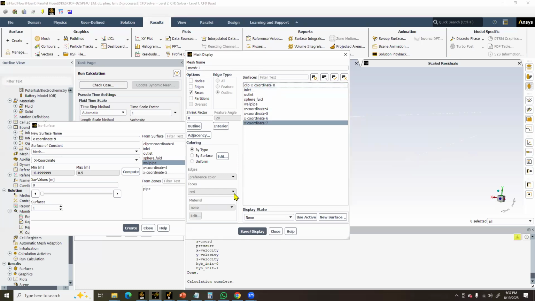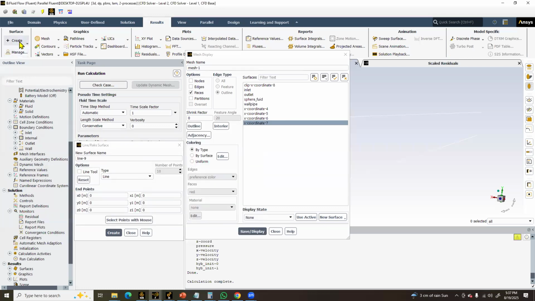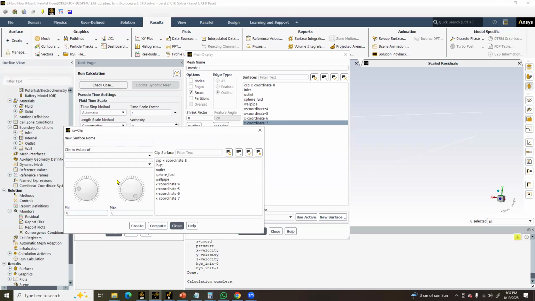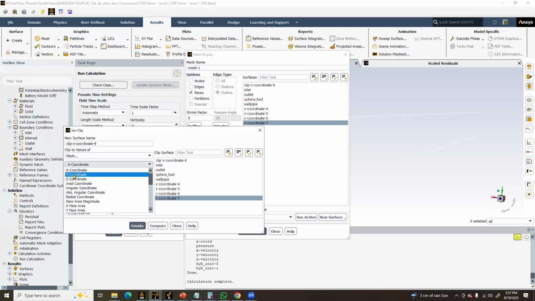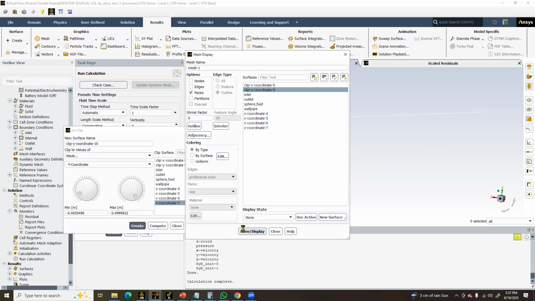One minute. Sorry, this will be the y direction actually. So click on create. Okay, so we now end up with one single line.